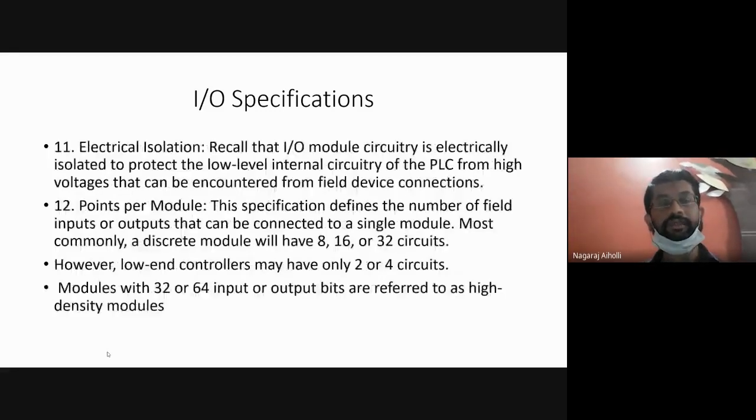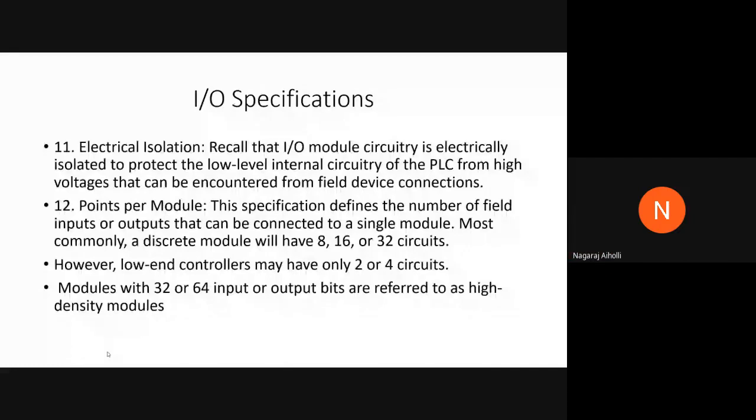Electrical isolation. What was the example that I had given in the last class for electrical isolation? Which module did we use there for electrical isolation? Do you remember that? Which block, which circuit did we use for electrical isolation in our last class? Can you recollect from the last class? Can anybody recollect?